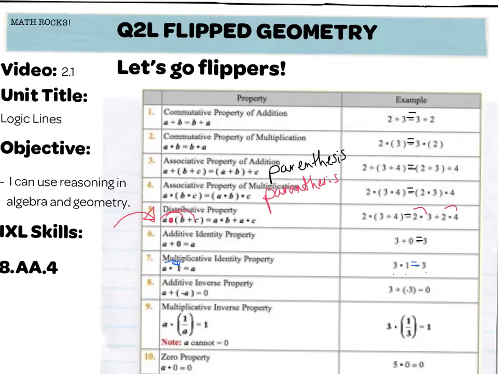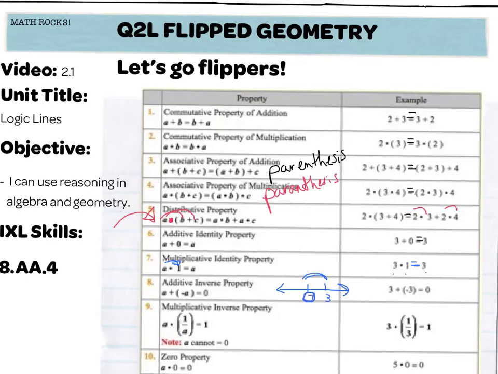Number 8. Number 8 says the additive inverse property. Well, this is the one that uses integers most directly. So if I have 3 plus the opposite of 3, which is negative 3, I'm going to get 0, which makes sense, because if I go to 3 from 0 on the number line, if I go over to 3, and then I add negative 3, I'm going to end right back at 0, and that's what I want.